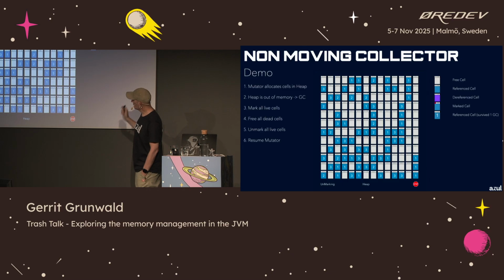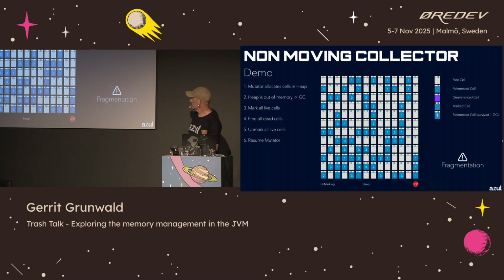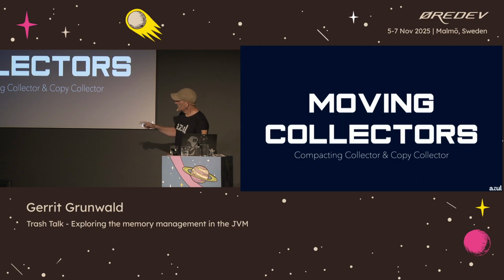So this is mark and sweep, and it was used in some collectors. So as I mentioned, fragmentation is the biggest problem. Advantage is we don't have to move stuff around. We don't have to update references. Okay. Leads me to moving collectors. We have two different ones, compacting collector and the copy collector.